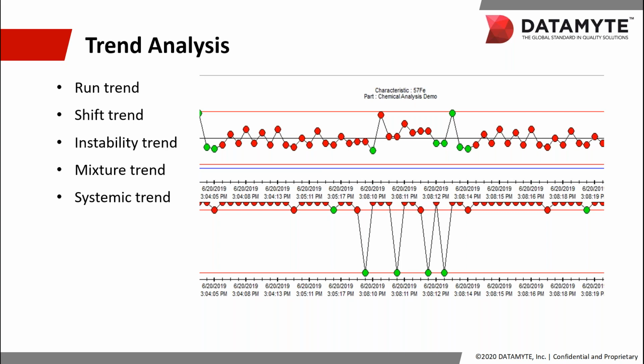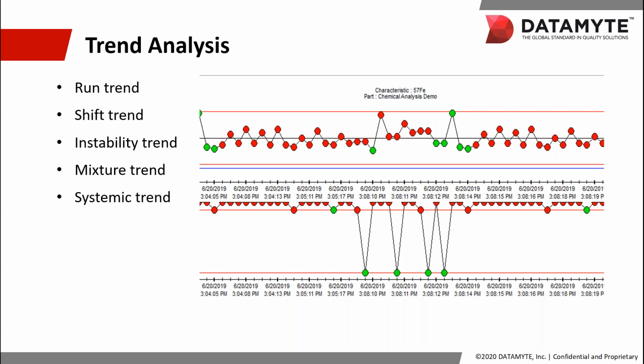The instability trend occurs when several subgroups, labeled X, out of a set of subgroups labeled Y, fall beyond a specific sigma value, Z, on one side of the center line, while the mixture trend includes X subgroups out of a set of Y subgroups falling outside Z sigma, on either side of the center line. Again, you set the parameters for this evaluation in DataMetrics Setup Editor.